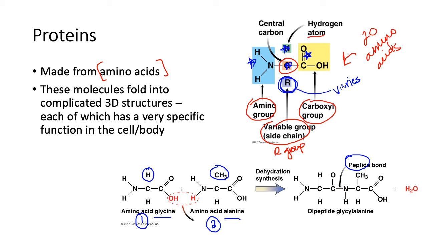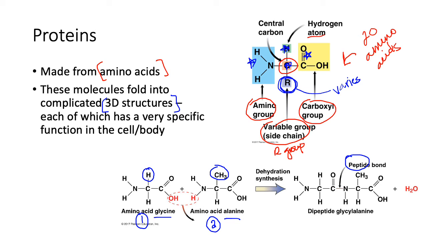Proteins are probably the most varied group of macromolecule that we will find in the cell. And every single protein folds into a very different 3D structure. And it's that final 3D structure which gives each protein a very specific function in the cell or body. So no two proteins are the same. Each different type of protein has a very different 3D shape, which allows it to do a very different job in the cell or the body.